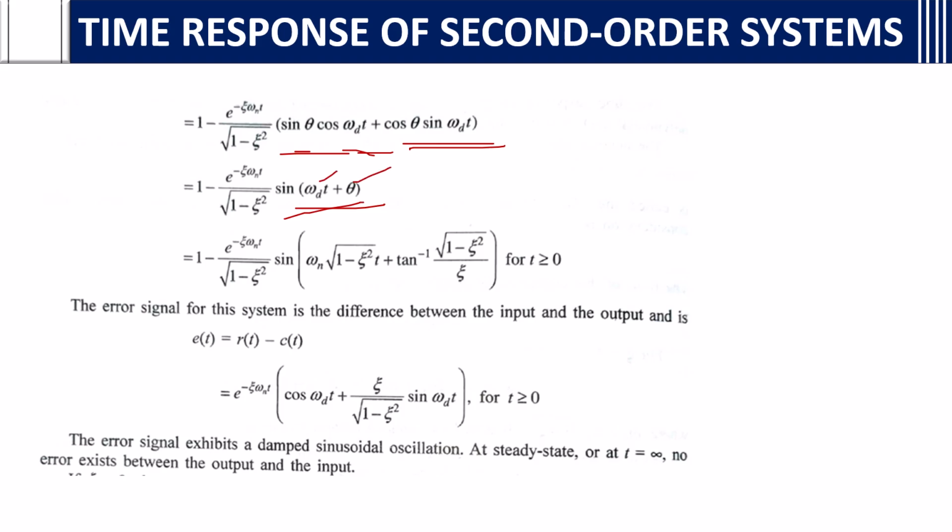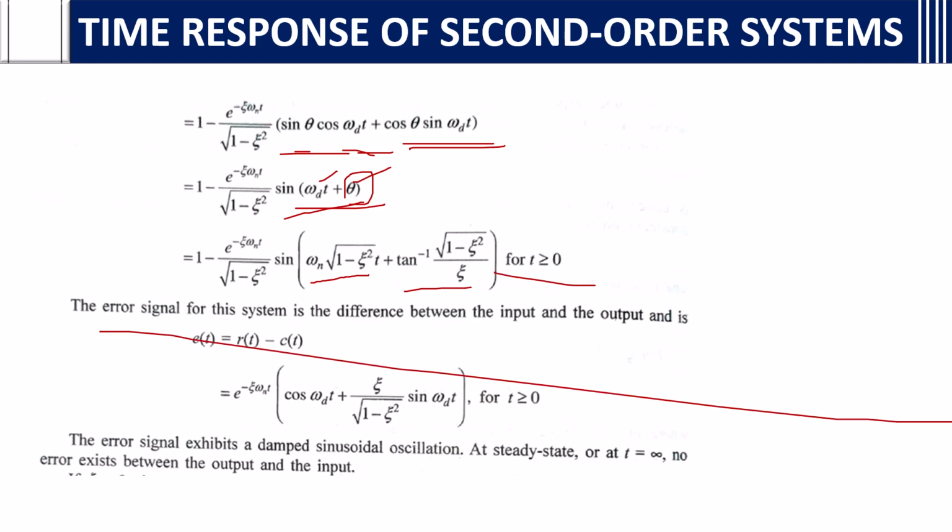If you again see here, omega d is what? Omega into root of 1 minus zeta square into t plus tan inverse. This theta is what? You can write it as tan inverse. There is a formula for that also. Theta is tan inverse root of 1 minus zeta square by zeta. This is the angle formula you need to remember for t greater than or equals to 0.